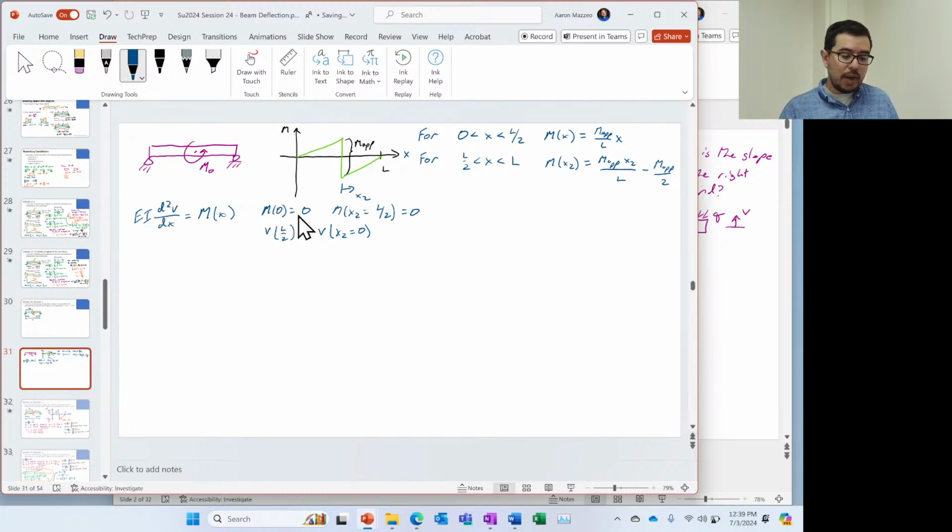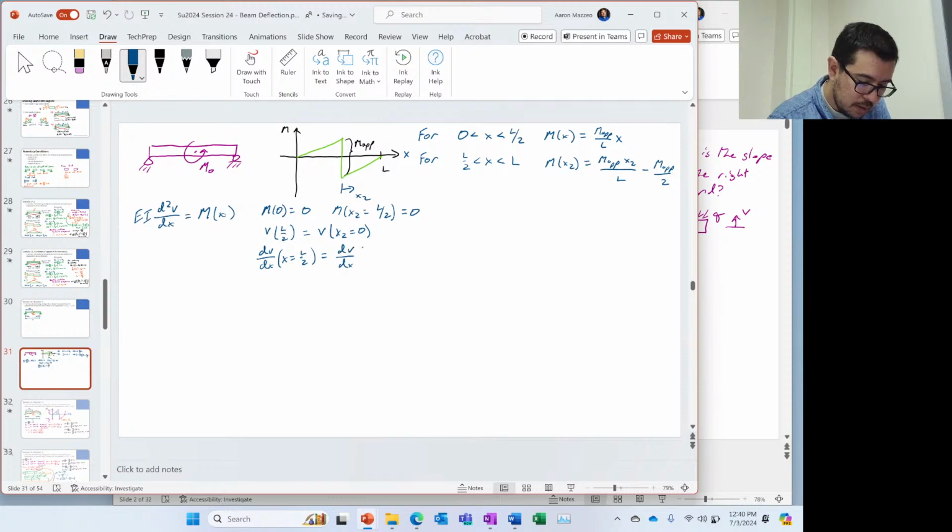In fact, this information doesn't help us when we do these integrals, because we have to integrate this. So we need two boundary conditions that are related to the deflection when we do these integrals. If we had started, say, with the shear force, then these boundary conditions would be helpful. Anyway, the other one is that dv/dx, where x equals L over 2, is going to be equal to dv/dx where x2 equals 0.